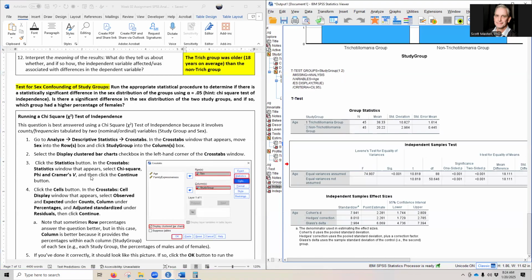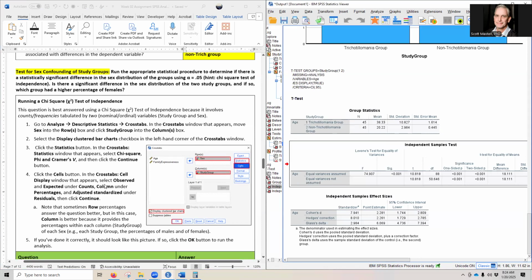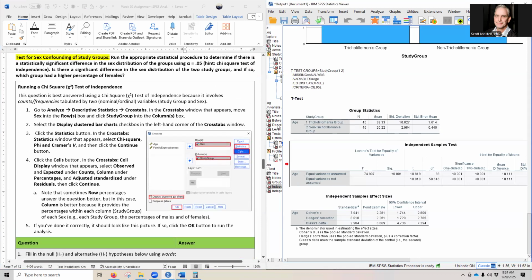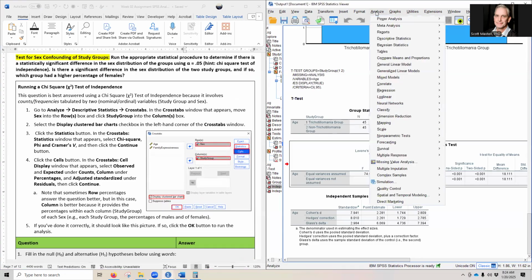The next thing we got to do is test for sex confounding. So run the appropriate statistical procedure to determine if there is a statistically significant difference in the sex distribution of the groups using alpha 0.05. Hint, chi-square test of independence. Hypothesis: is there a significant difference in the sex distribution of the study groups? And if so, which group had a higher percentage of females? Well, to do this, because sex is a dichotomous nominal variable, we're going to use chi-square.